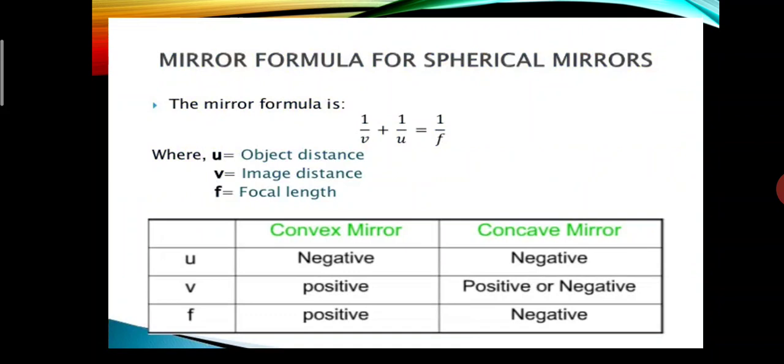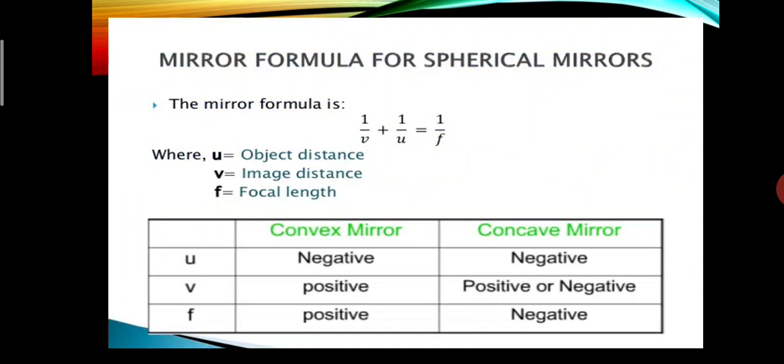Mirror formula. We get the correct values of distances by using the Cartesian sign convention. The object distance, that is u, is the distance of the object from the pole, while the image distance, that is v, is the distance of the image from the pole.